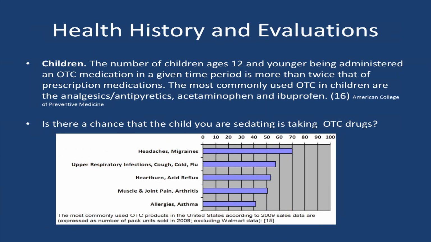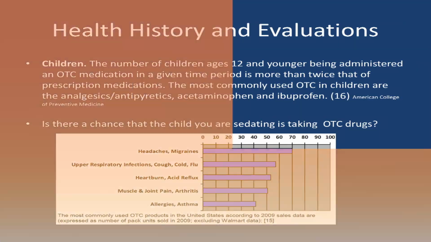What about the health history? The number of children ages 12 and younger being administered an over-the-counter medication. I think you'll see by this chart that most commonly over-the-counter medication for children are analgesics and antipyretics, acetaminophen and ibuprofen. And so is there a chance that the child that you are sedating is taking over-the-counter medication? You bet. There's plenty of opportunity for that to occur.